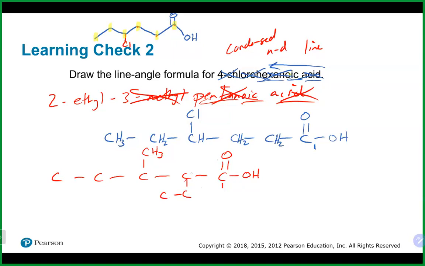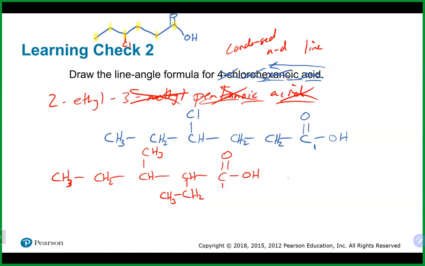And now we can fill in our hydrogens. This one needs 1. This one needs 2. That one needs 3. That one needs 1 only. 2 and 3 there. Any questions on that one there?